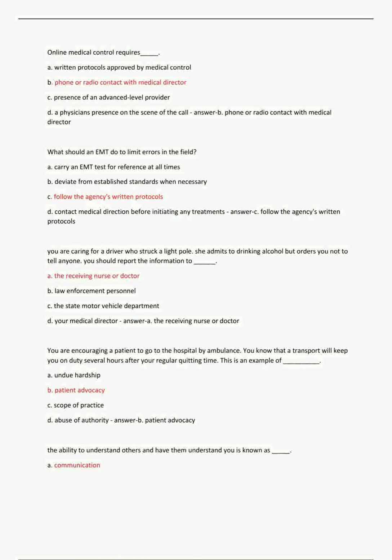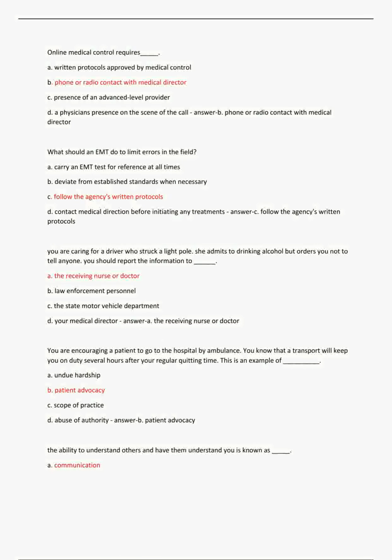You are caring for a driver who struck a light pole. She admits to drinking alcohol, but orders you not to tell anyone. You should report the information to: A. The receiving nurse or doctor. B. Law enforcement personnel. C. The state motor vehicle department. D. Your medical director. Answer: A. The receiving nurse or doctor.